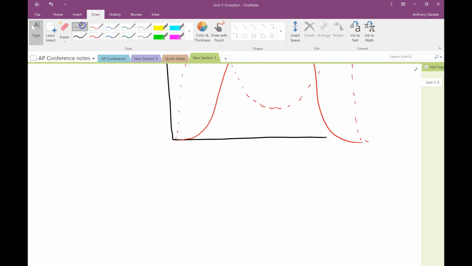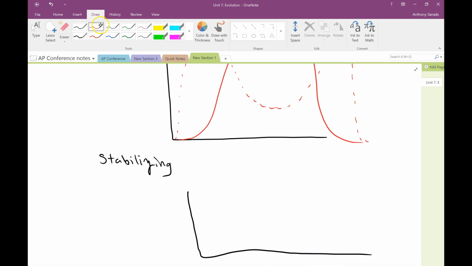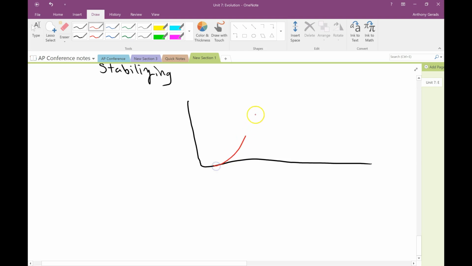And then finally, stabilizing. With stabilizing, it's kind of like human birth weight. Let's say I've got this right here. What actually happens with stabilizing selection is it favors the one that's in the middle. So with human birth weight, it favors 6 to 8 pounds. If it's too light, the baby oftentimes doesn't live. If it's too heavy, the baby oftentimes doesn't live. So it can cause complications. So it favors that middle level one. That's stabilizing selection.